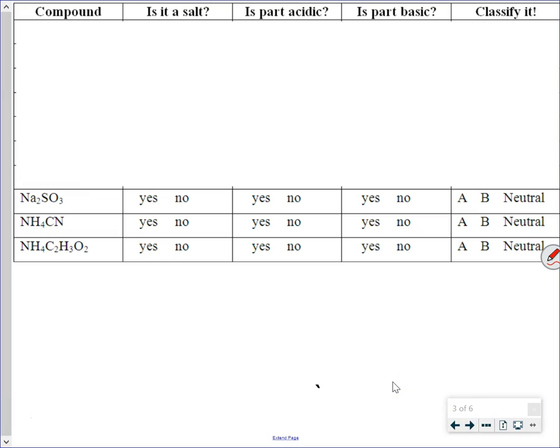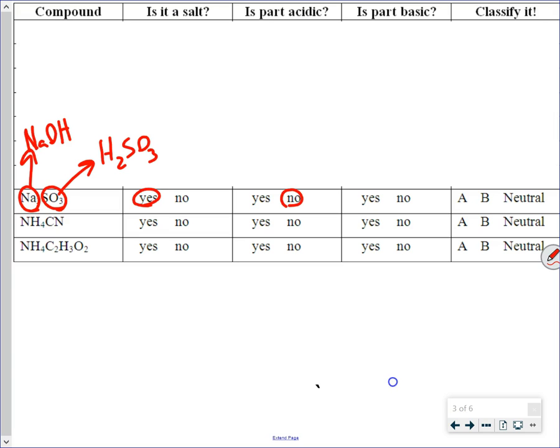Let's keep going. Sodium sulfite. Again, let's observe where these ions came from. Sodium came from sodium hydroxide. Sulfite came from sulfurous acid. Sodium hydroxide is strong, therefore it's not going to affect pH.